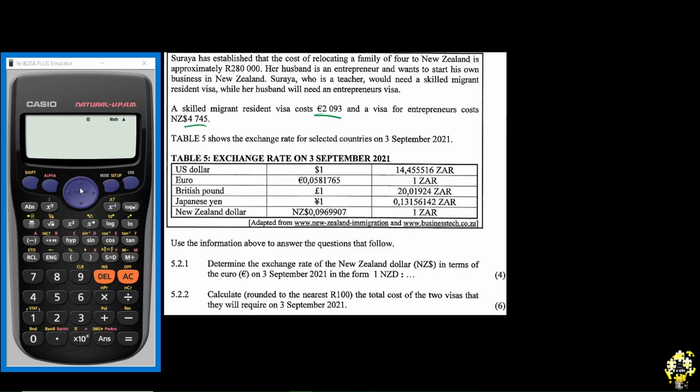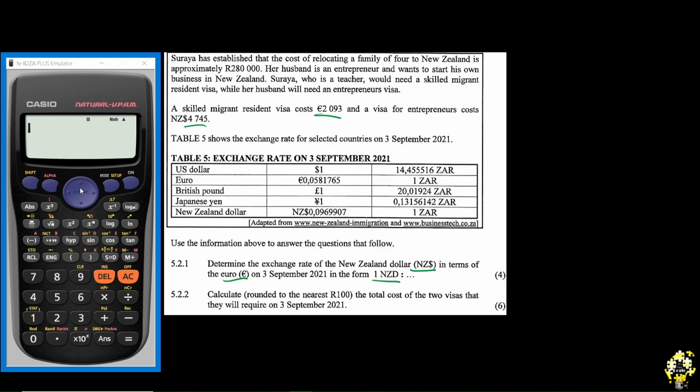And so let's see. 5.2.1 says: determine the exchange rate of the New Zealand dollar in terms of the euros, in the form 1 New Zealand dollar is equal to what euros. We have a problem here. Yes, we do, and I know you can tell. They're asking us to change. Remember, we only learned that you can change if they've given you that particular exchange rate.